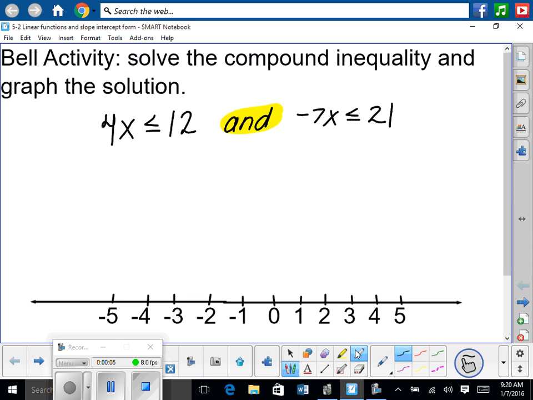Tell me what that means. And is picky. Very good. I like that you say picky because you're right. It has to be the intersection of both. Very good. Thank you. So what would I do here to solve?